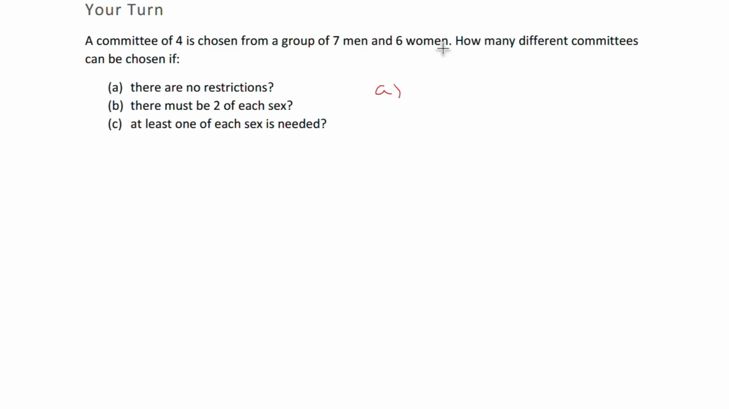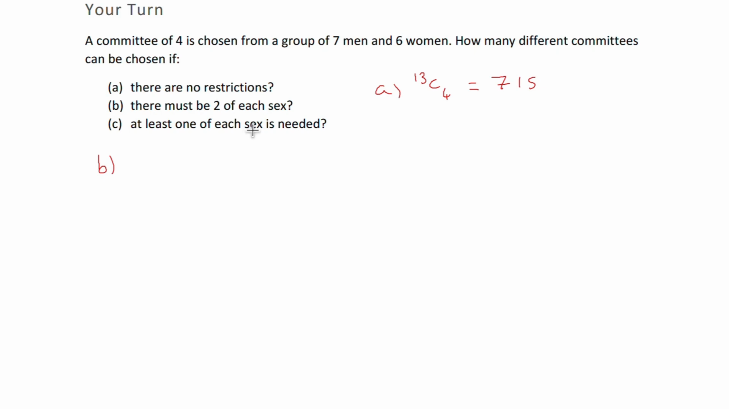So if there are no restrictions, that means we need to choose 4 people from these 13 people. So that is 13 choose 4, because it doesn't matter the order that we choose them, which is 715 different possibilities. Part B.